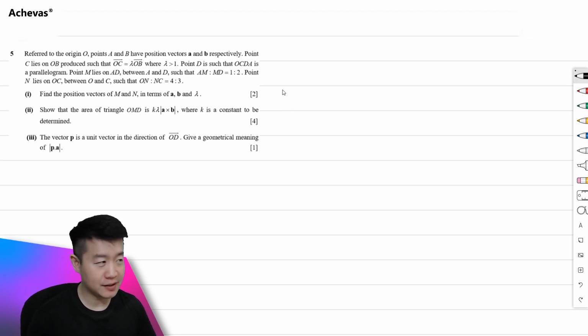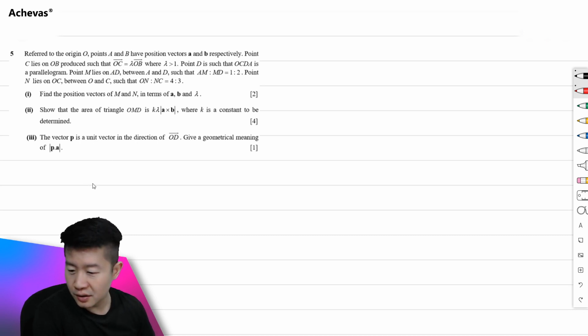Question number 5 is a vector question, where we are going to be dealing with non-collinear vectors A, B, and we have C also. Let's try to sketch a diagram to represent whatever is asked by the question.